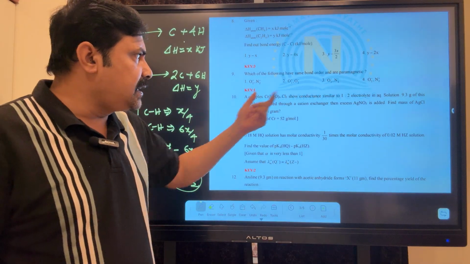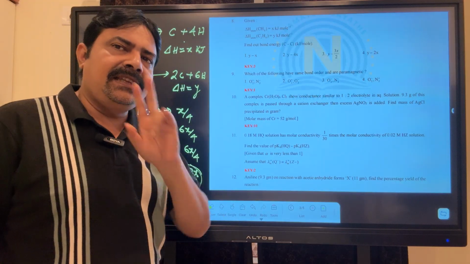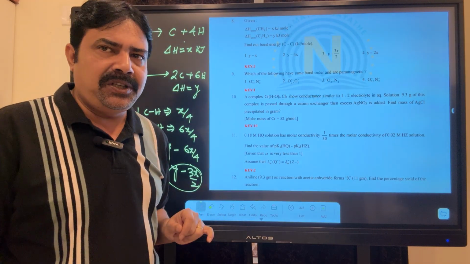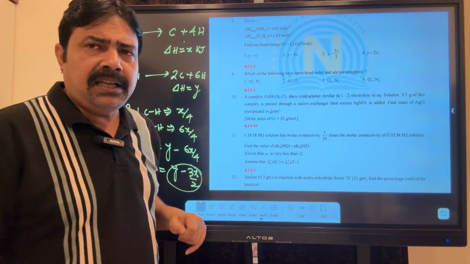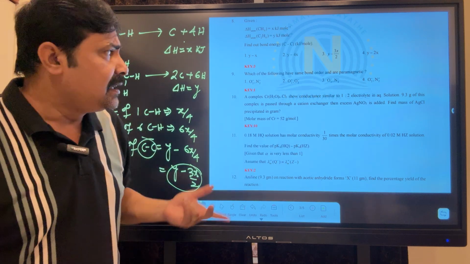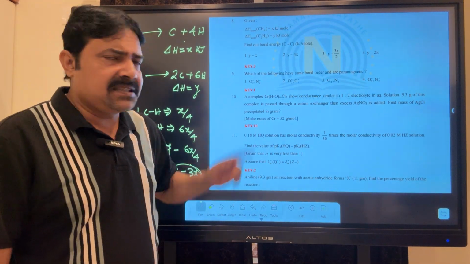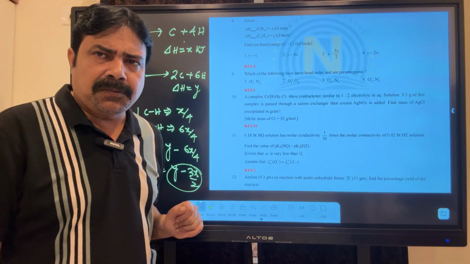What you have to do? They are telling 1:2. That means outside of the coordination sphere, there are 2 moles of chloride ion. Then 9.3 gram of complex, formula given, calculate the molar mass, the summation of all atomic masses with their numbers. That means chromium 52 plus 6 into 18 plus 3 into 35.5. You will get the molar mass of the complex.